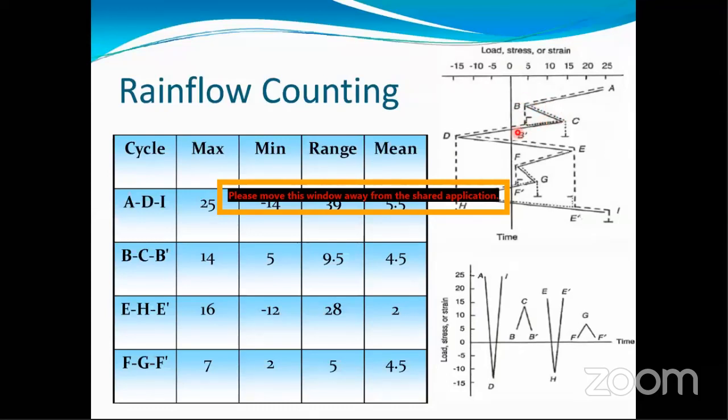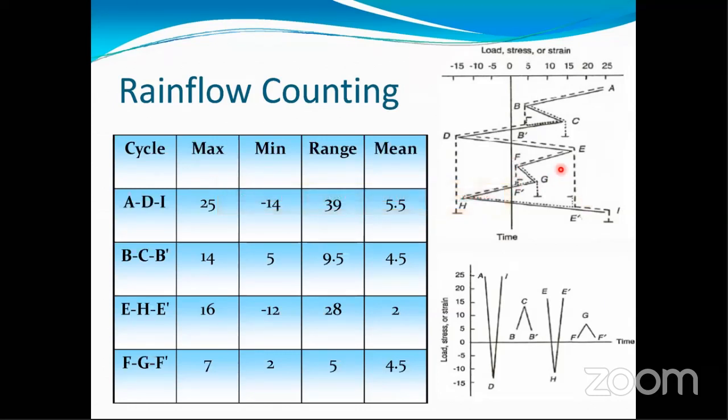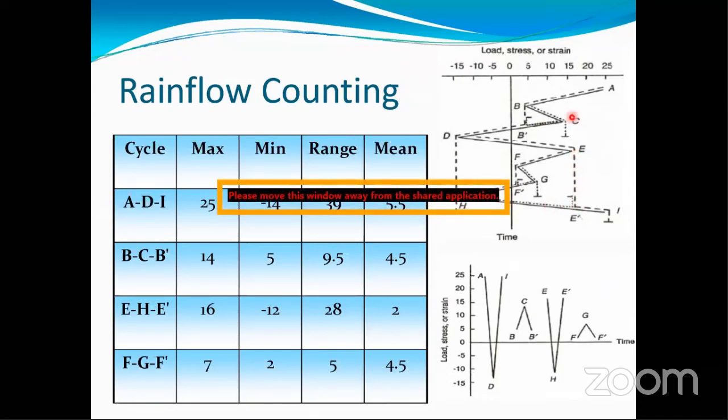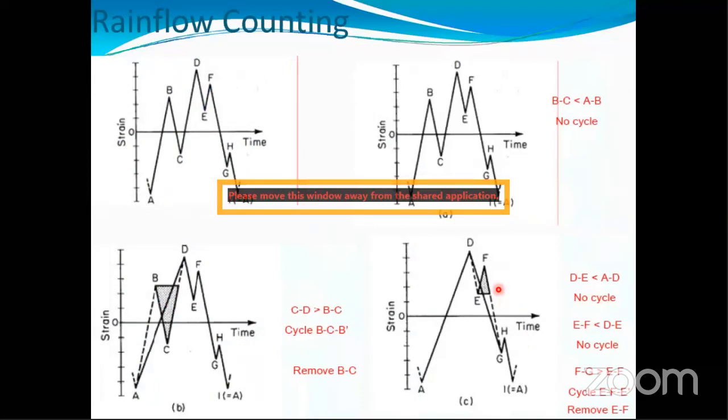Once B, C, B dash is counted as a cycle, we can just remove this one. It will be counted as A, D, E, and so on. Then comes F, G, F dash. Similarly, E, H, E dash will be closed, and this will be one cycle. Then finally we are left with A, D, and I. So these are listed here, and I'll explain once again in detail.